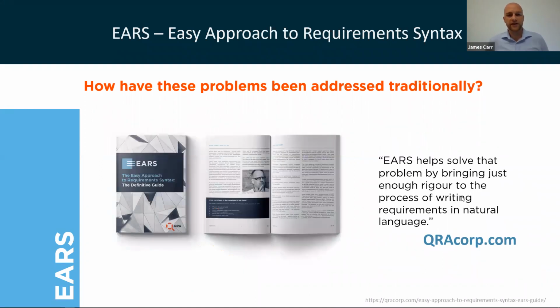The other article that many of you may have downloaded already is the Easy Approach to Requirement Syntax Definitive Guide. So we've partnered with MAV to put together the authoritative guide on EARS and how that approach should work. So to summarize from that, EARS helps solve these problems that we talked about with ambiguity and vagueness by bringing just enough rigor to the process of writing requirements in natural language. So again, that word, gently constraining those requirements so that you're following a system, but you're still able to use natural language to express those complex ideas.